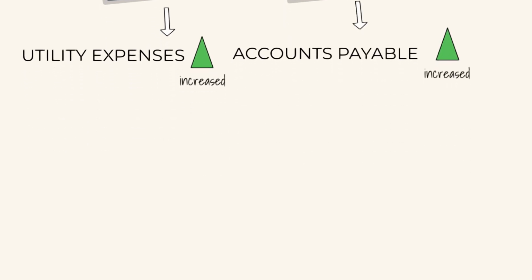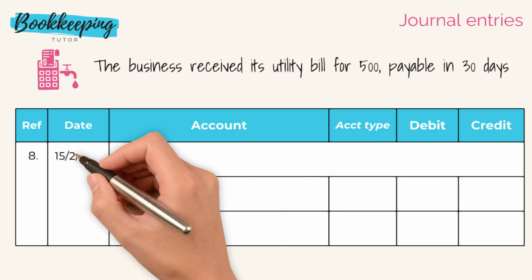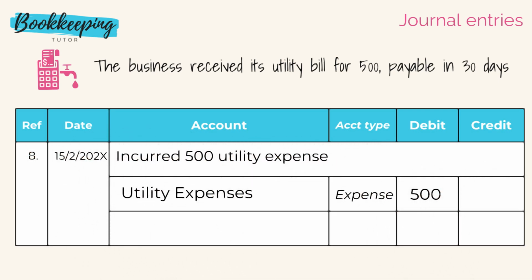The utility expense is obviously an expense account. The increase on an expense account is debit, therefore we need to debit the utility expense account. The accounts payable increased by 500. The accounts payable is a liability account. The increase on a liability account is a credit, therefore we need to credit the accounts payable account. So when a business incurs utility expense, it should be recorded as debit the utility expense and credit the accounts payable with the same amount.